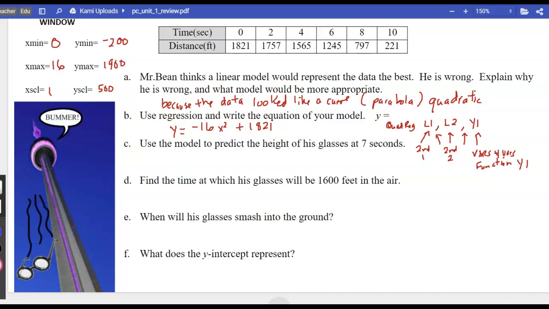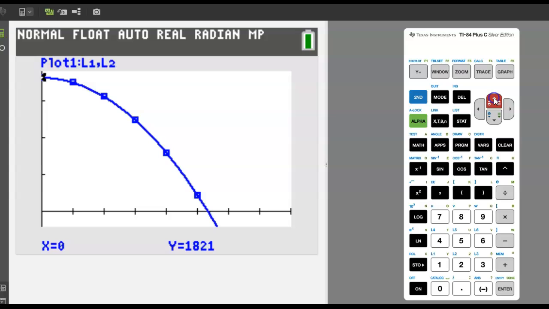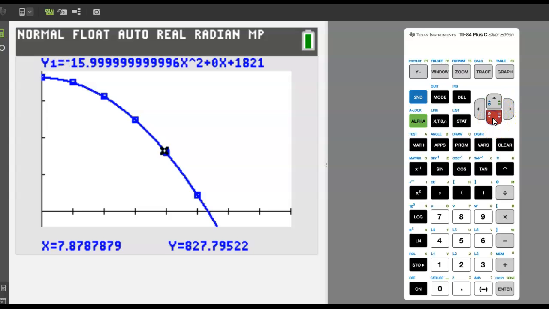All right, let's answer the remaining 4 questions on number 7. So we have a graph, and when you hit the graph button on your calculator, you'll see the dots. When you hit the up or down arrow, it goes between Plot 1, which would take you to the points, or Y1, which takes you on the graph.